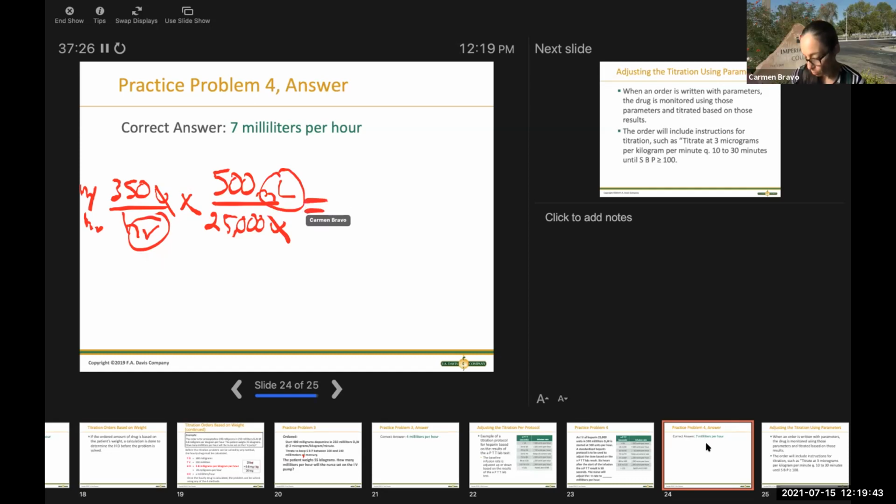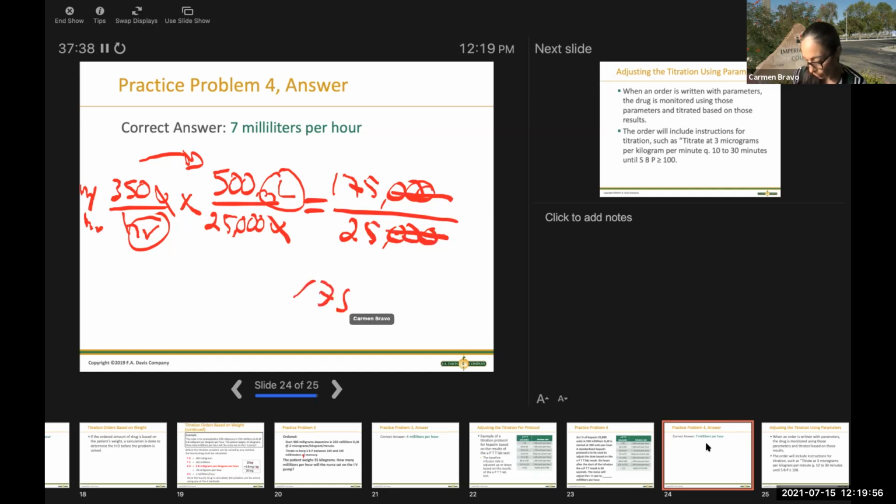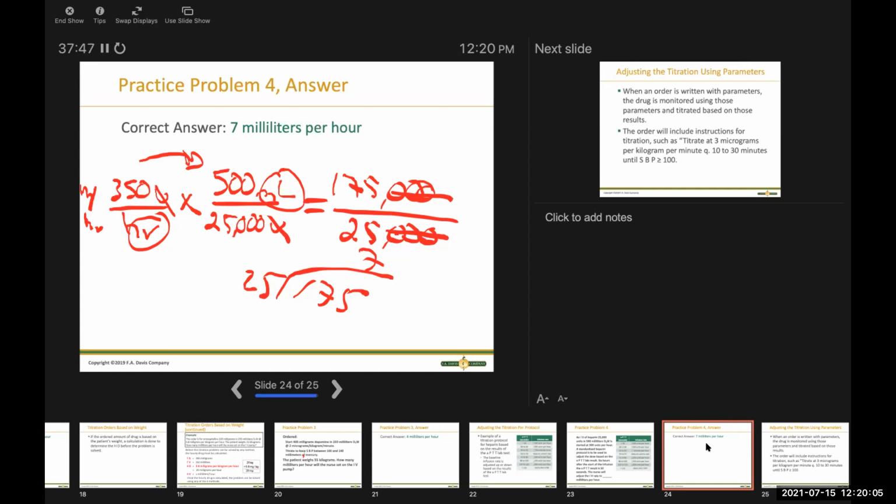So when you do that part and you multiply this by 2, it's going to be 175. And then on the bottom we have the 25. So I got rid of the zeros, and I ended up with the 175 over 25, which is 7. And like I said, I know that. Yeah, I got it. All right.